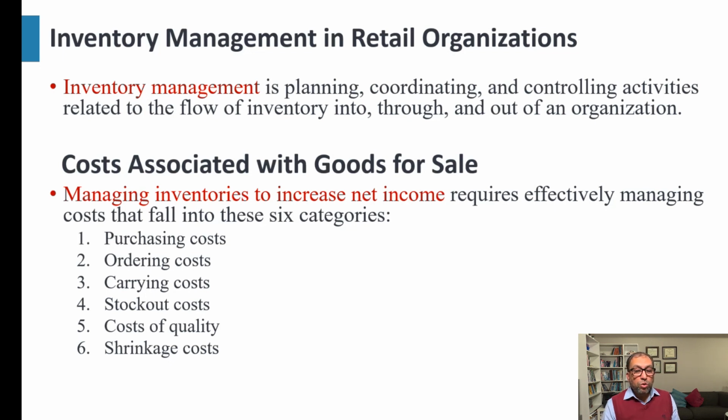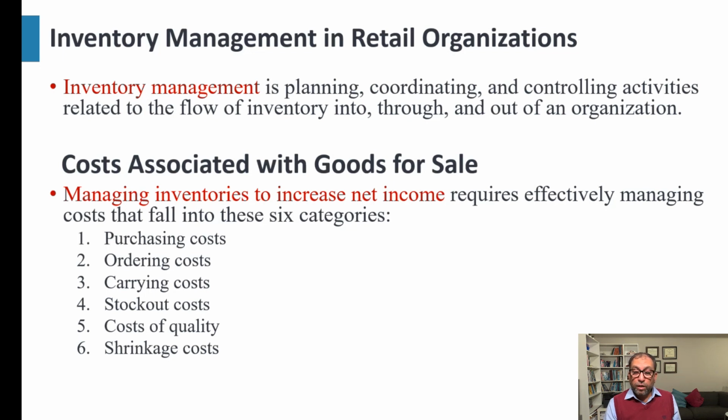Costs associated with goods for sale: managing inventories to increase net income. Definitely the objective is to increase net income, which requires effectively managing costs that fall into six categories. Purchasing cost: when you purchase, you have a cost. Ordering cost: you have to order in batches and receive each batch, so the number of batches increases the ordering cost. Then we have carrying cost: if we order inventory, bring it and keep it in the warehouse, that is the carrying cost, how much inventory you can carry. Then we have stock out cost.